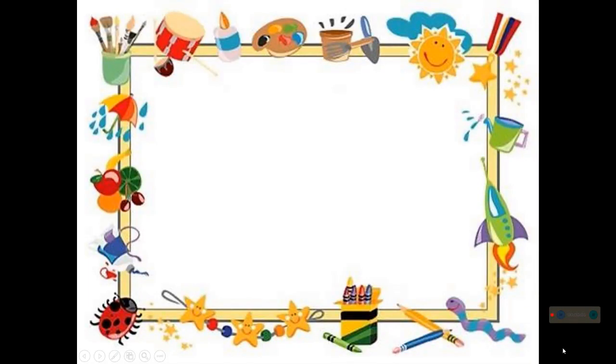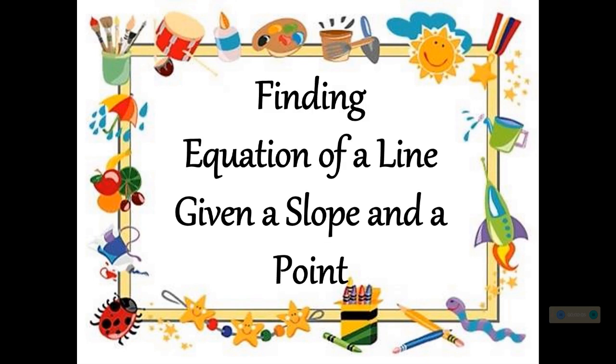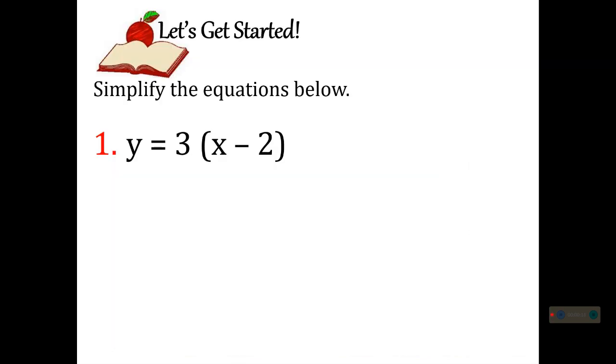So this video is all about the second method on how you are going to find the equation of a line. So we are going to have finding the equation of a line given a slope and a point. Okay, so let's have a review. We have to simplify the equations below. You are going to write the given equations in the slope-intercept form, in the form y equals mx plus b.